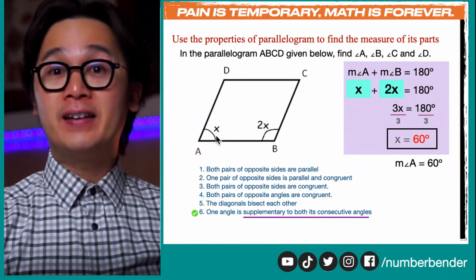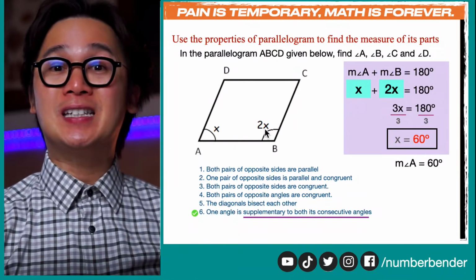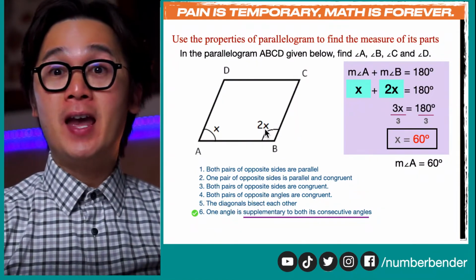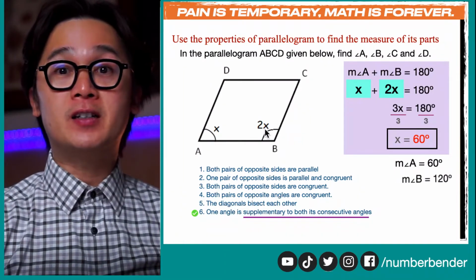And the next angle that we can work on is the measurement of angle B, which it says here is twice of x, and x is 60 degrees, and twice of 60 degrees is 120 degrees.